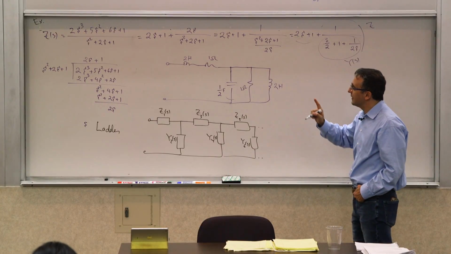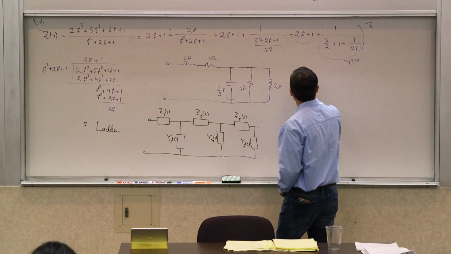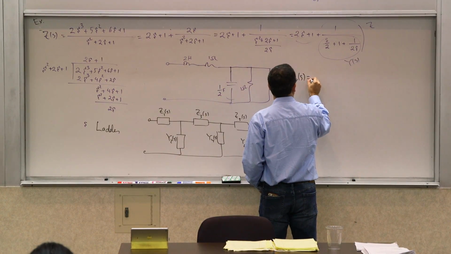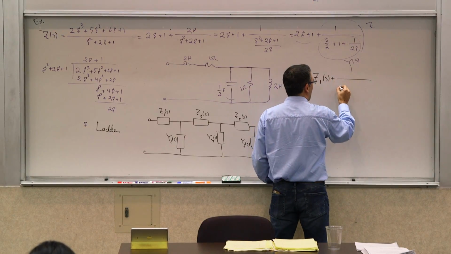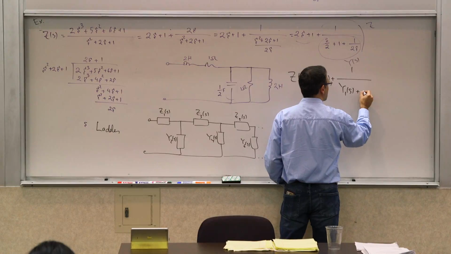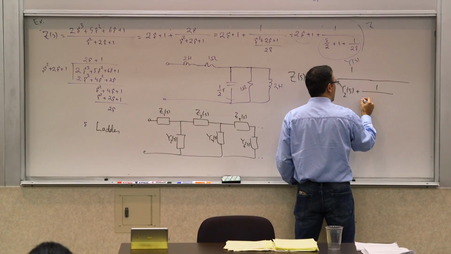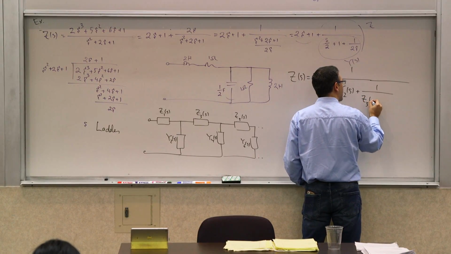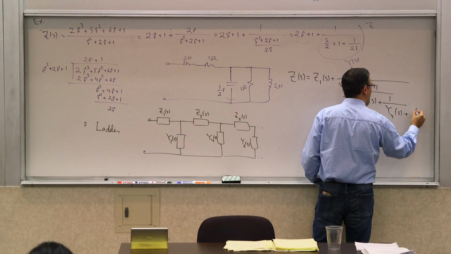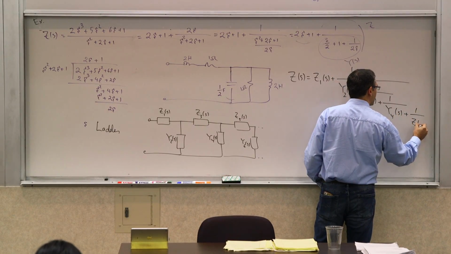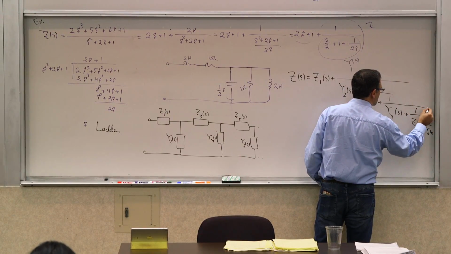Now, this kind of decomposition is useful for creating a ladder. Why? Because if you have an impedance Z of S, you can write it as Z1 of S plus 1 over Y2 of S plus 1 over Z3 of S plus 1 over Y4 of S plus 1 over Z5 of S plus 1 over Y6 of S, and so on and so forth.